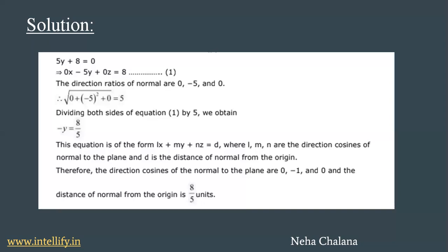This equation is of the form Lx plus My plus Nz equals to D, where L, M and N are direction cosines of the normal to the plane and D is the distance of the normal from the origin. Therefore, the direction cosines of the normal to the plane are 0, -1 and 0, and the distance of the normal from the origin is 8 by 5 units. That's the answer for the D part.